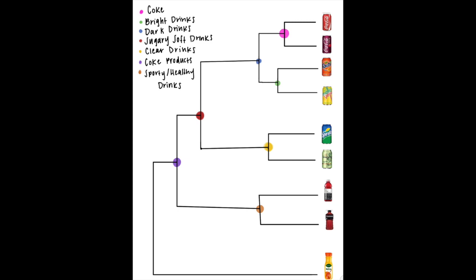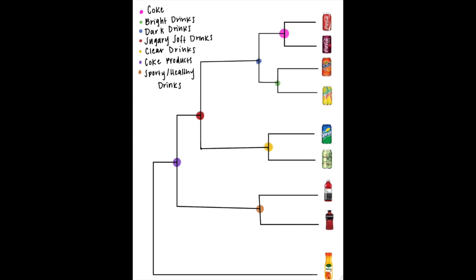The next group is sugary drinks that are clear in color. Sprite and Seagram's ginger ale fall into this category. These two beverages are less related than Coke and Cherry Coke, and we can see this by the length of the line that connects them with their common ancestor, the circle highlighted in yellow.